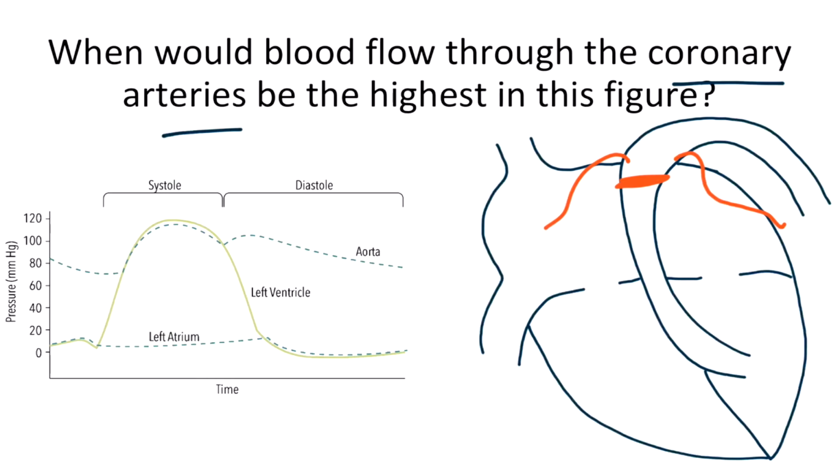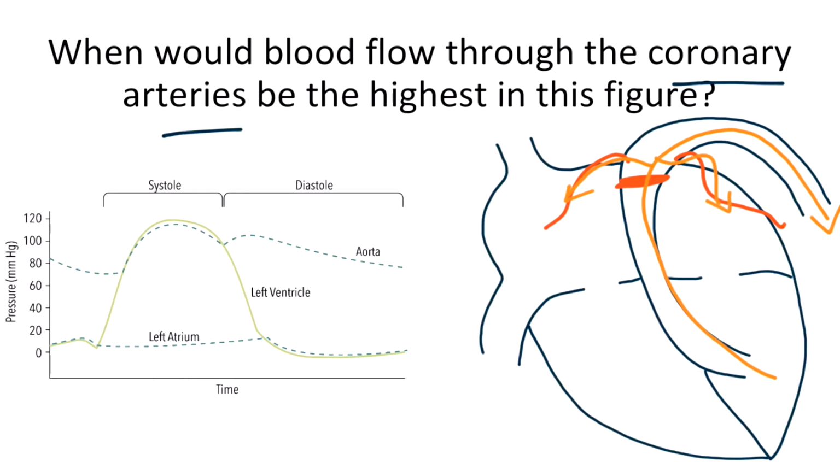As the heart is contracting during systole, the aortic valve is open and blood is moving past the coronary arteries into the systemic circulation. As the heart relaxes during diastole, the aortic valve closes. It's at this point that blood gets pulled back against the aortic valve and easily flows into the coronary arteries.